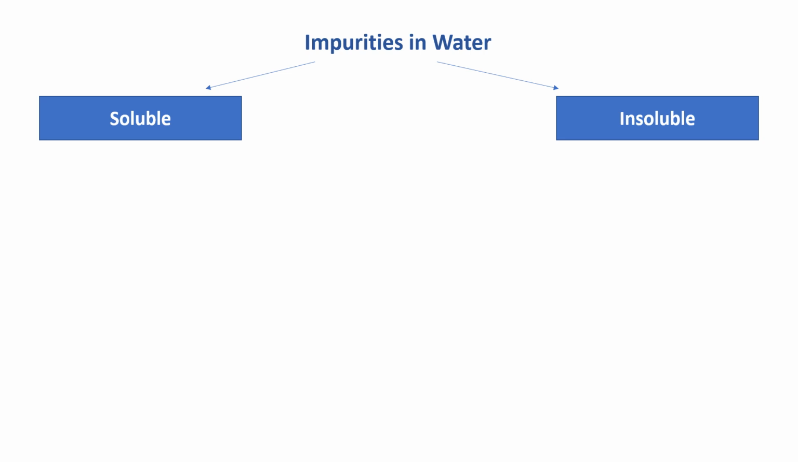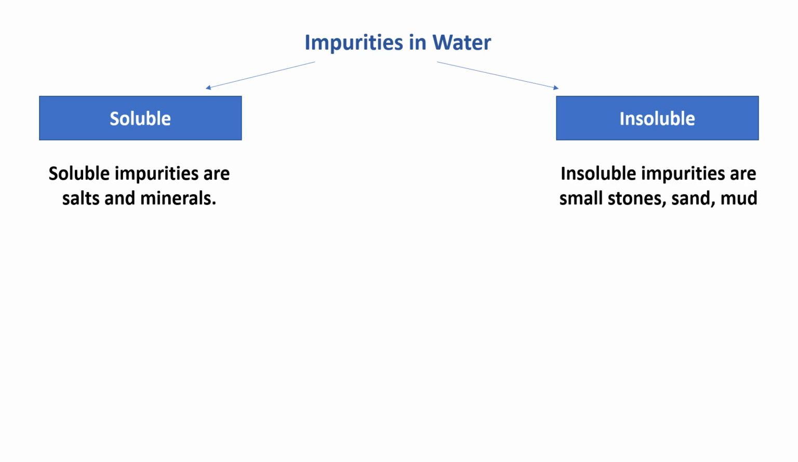Next, impurities in water. As we know, water may not be good and clean all the time. It may have some impurities in it. So, impurities in water are mainly of two types. One is soluble impurities, another is insoluble impurities. So, what are soluble impurities? Soluble impurities are salt and minerals. And insoluble impurities are small stones, sand, mud, etc.